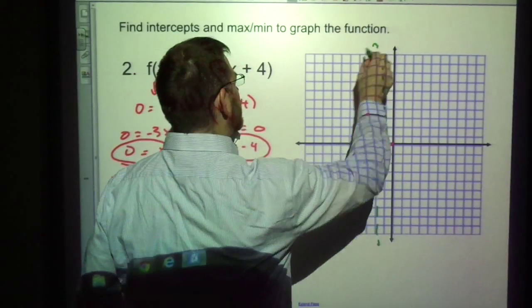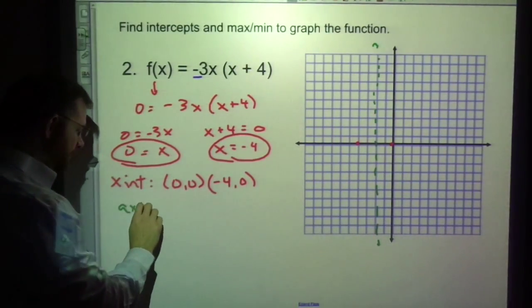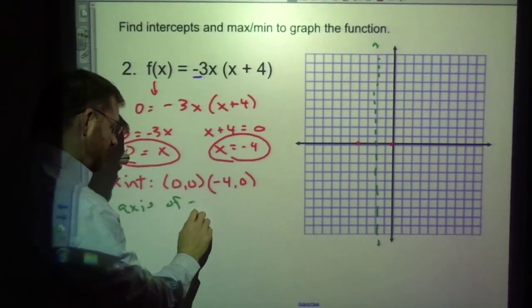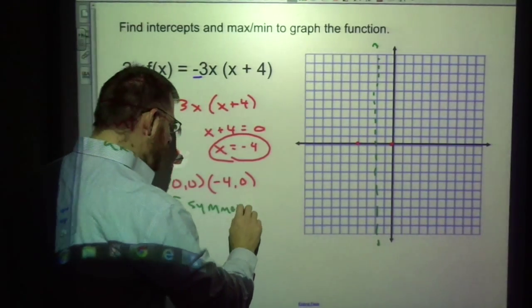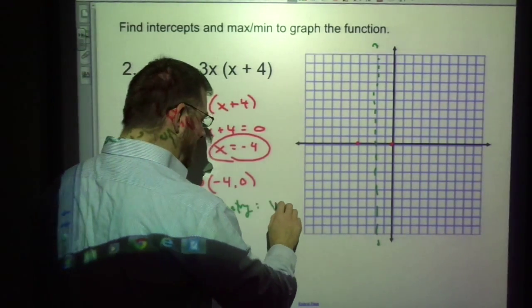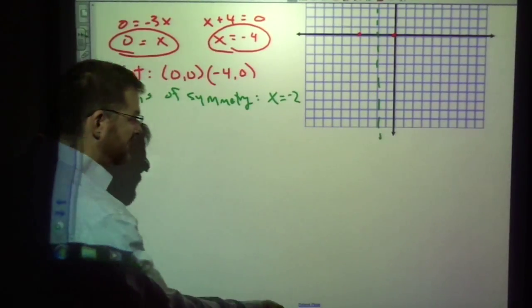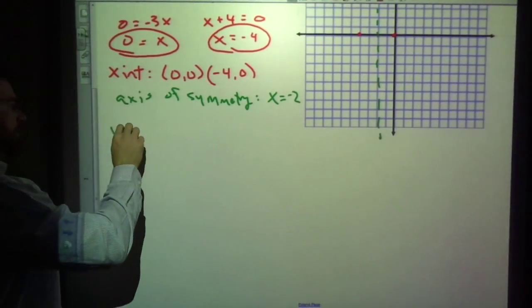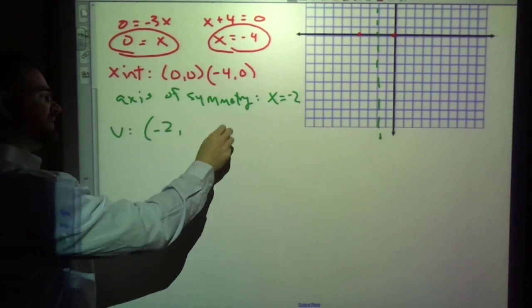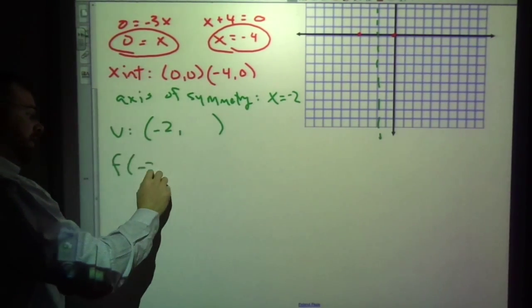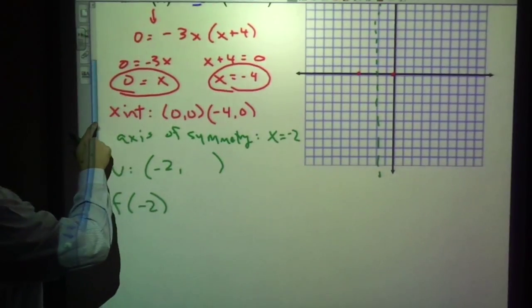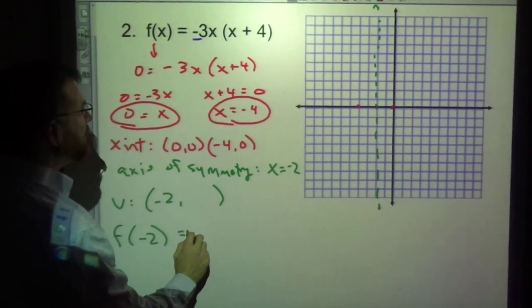So the axis of symmetry is the line x equals -2, and we know that's where the maximum or minimum is. So let's plug that in. We know the vertex is going to be -2 something. Let's plug in -2 into our equation for x and see what that something is.